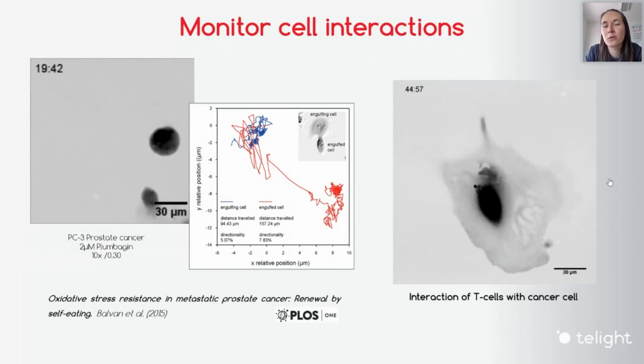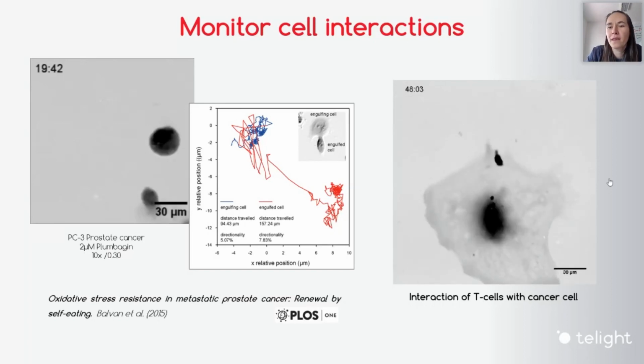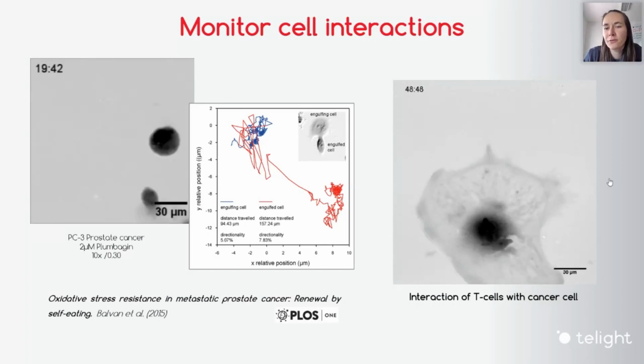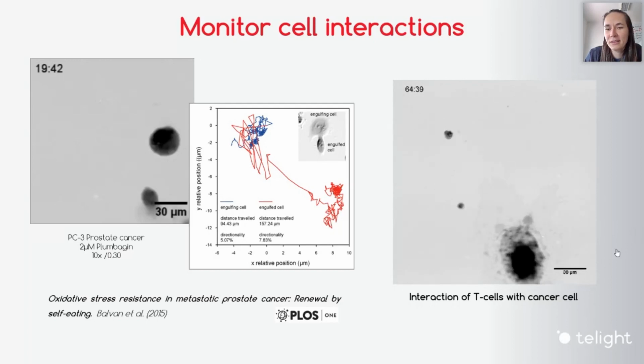Monitoring cell interactions also means that you can monitor different cell populations in co-cultures. So this is an example of a T cell, the immune cell, that interacts with the cancer cell. And you can see how it affects the morphology of the cancer cell. And if I skip the video a bit further, then you can see that after the interaction, the cancer cell really dies, stops moving. Nice example of the work of our immune system. Yeah, now the cell died.